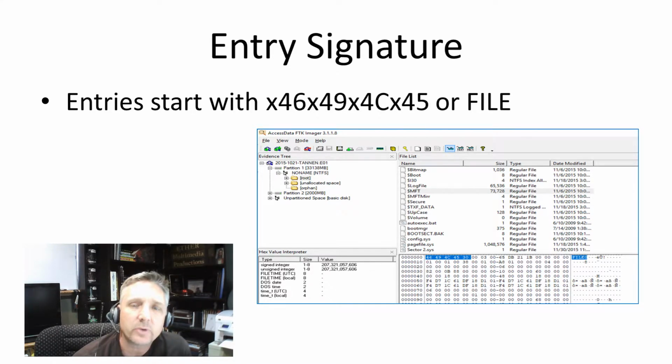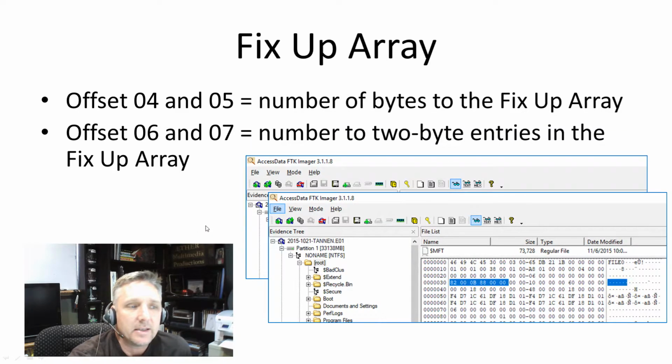of each entry is called the entry signature, or the file signature. It's just FILE. So that's how you know you're looking at the master file table. That helps. The next couple of bytes, 4 and 5.